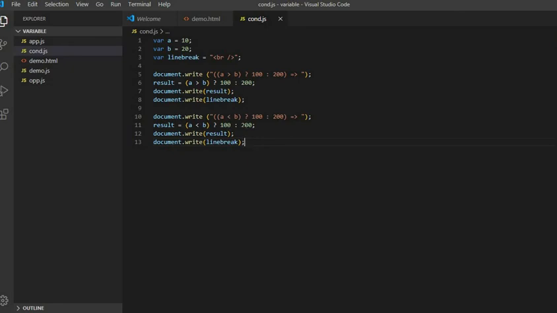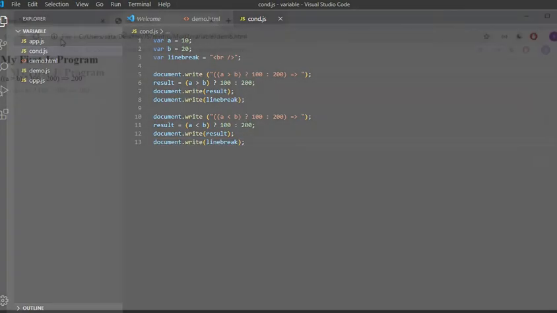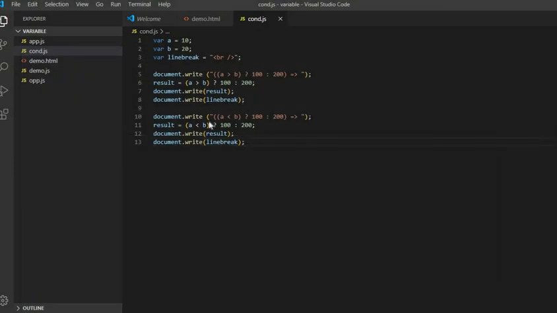There are two colons. After this, the condition is based on else. If this would have been false, it would have been 200. My first condition was true, so it printed 100. If we go here, it has printed 100. So this is its syntax and parentheses are a must. This is all for this video.